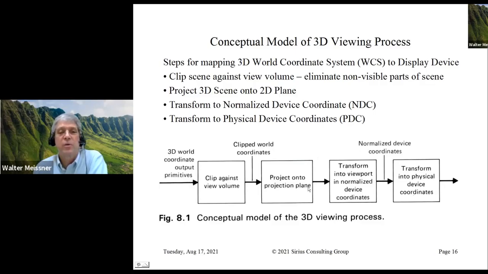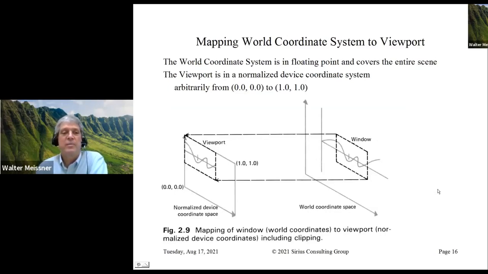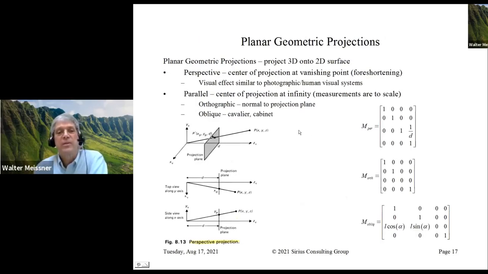So this is just showing each of the steps that need to be done to get the final image. The world coordinate system is in floating point and covers the entire scene. The viewport is a normal device coordinate system, arbitrarily from 0, 0 to 1, 1. So here's a mapping from a window in the world coordinate system to a viewport, 0 to 1.